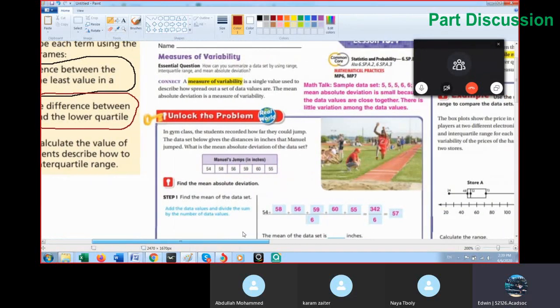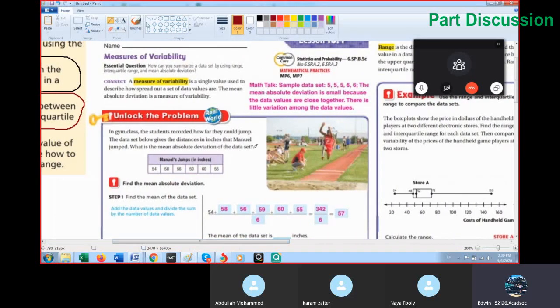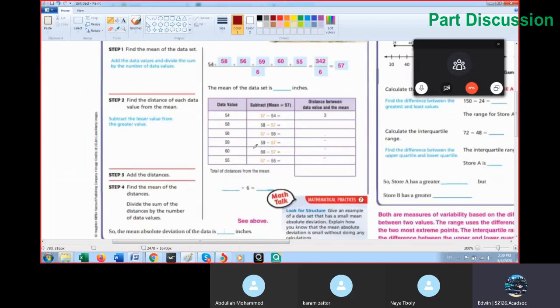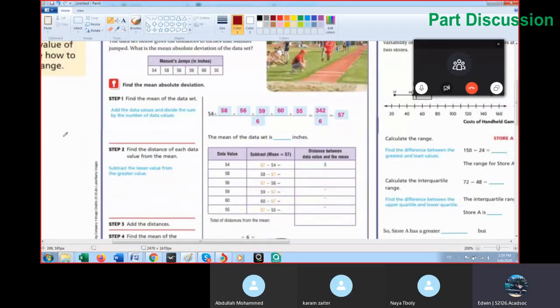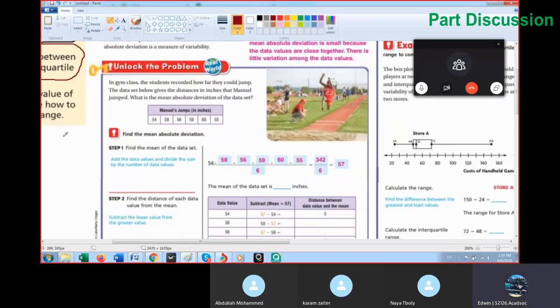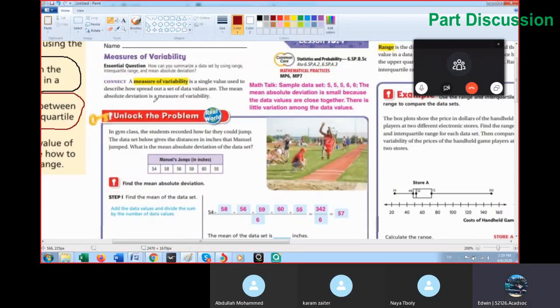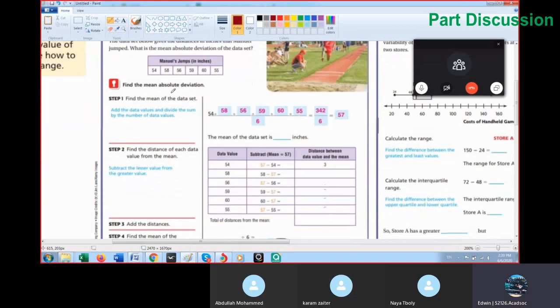Now, as I have prepared here, look at this one. Page 625, all of you. Look at this number, measure of variability. We are still doing the mean absolute deviation. I would like you to write this one in your notebook. Get your notebook and your book.